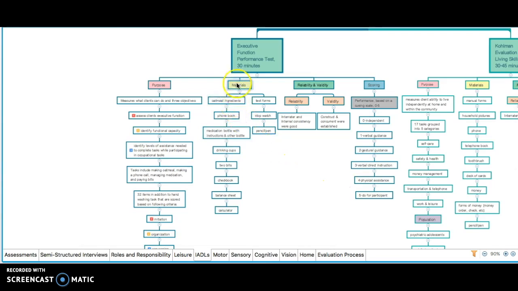When looking at the material section of the EFPT, we created 2 subtopics to represent the materials needed for completion of this assessment. We created a section for the materials the client used in this assessment, such as the oatmeal ingredients, and the administrative materials, such as the test forms.